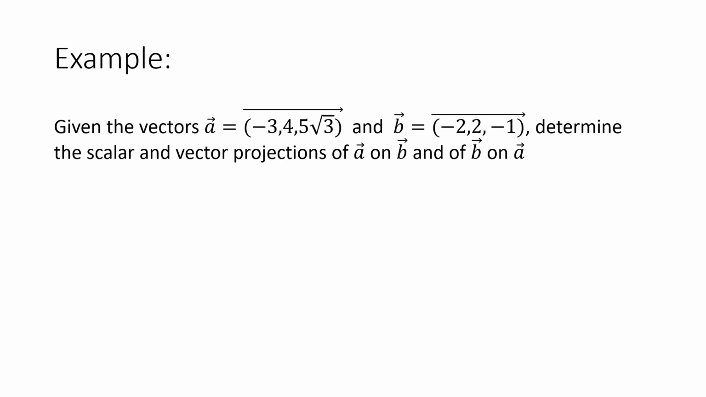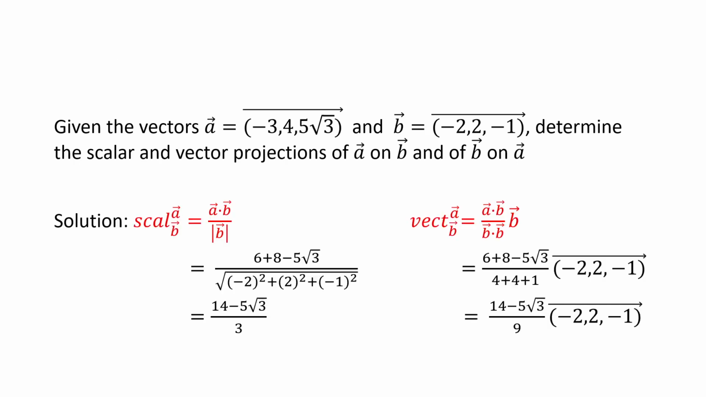So let's do a couple of examples here. Given the vectors a and b as shown, determine the scalar and vector projections of a on b and of b on a. Well, the scalar projection of a on b will equal a dot b over the magnitude of b, and plugging in those numbers here.